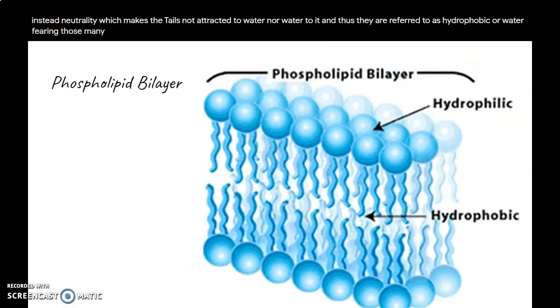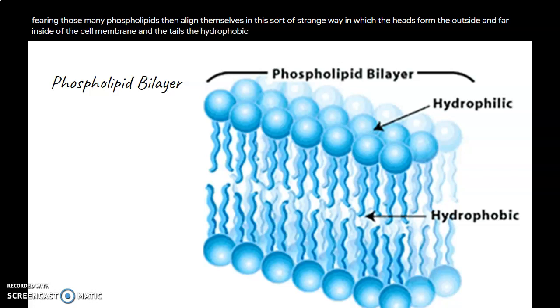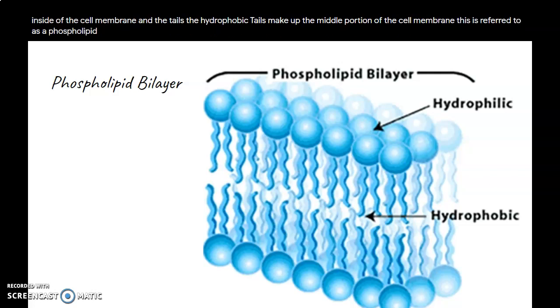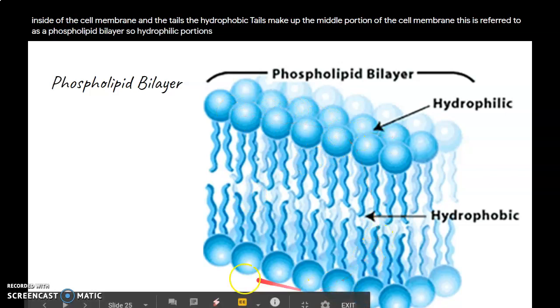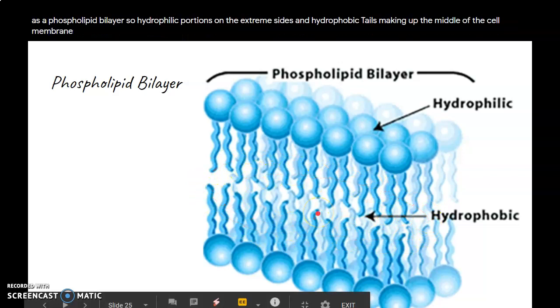Those many phospholipids then align themselves in this sort of strange way, in which the heads form the outside and far inside of the cell membrane, and the tails, the hydrophobic tails, make up the middle portion of the cell membrane. This is referred to as a phospholipid bilayer. So hydrophilic portions on the extreme sides and hydrophobic tails making up the middle of the cell membrane.